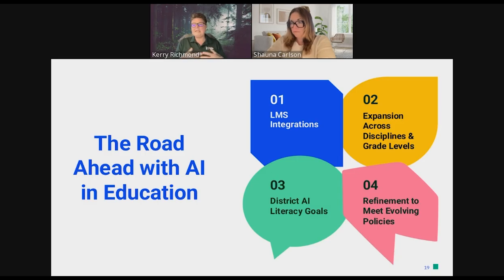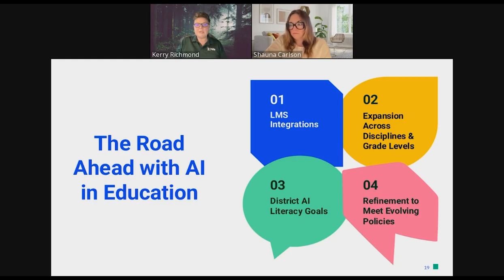Now, as policies evolve, the AI tools will keep adapting to meet those requirements. So as your districts start to make those policies, the tools that you have acquired, of course, are going to be adaptive to what you need them to be.